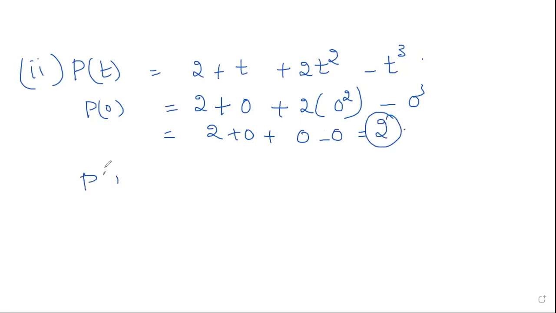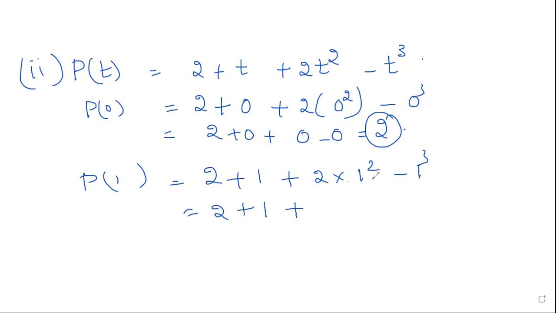Okay, P of 1, that is equal to, in place of t, put only 1, plus 2 into t square, and 1 square, minus 1 cube. Okay, 2 plus 1 plus 2 into 1 square is nothing but 1 itself, right? So 2 into 1, that is 2 minus 1. So plus 1 minus 1 becomes 0, cancel it. 2 plus 2 is 4. Okay, 4 is the answer.